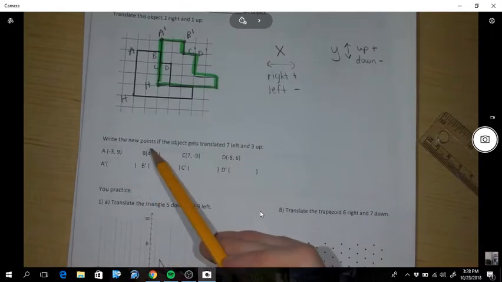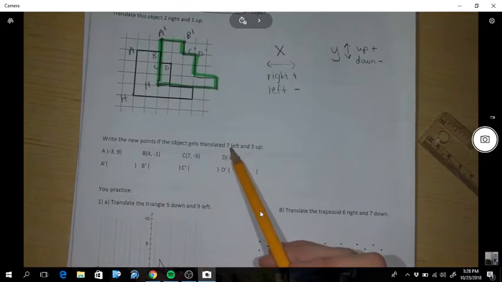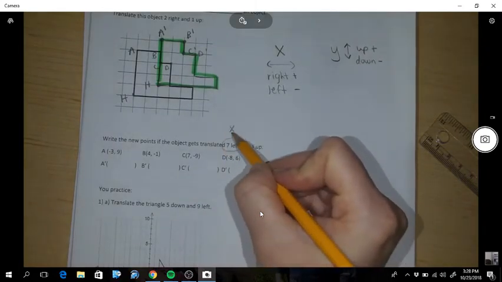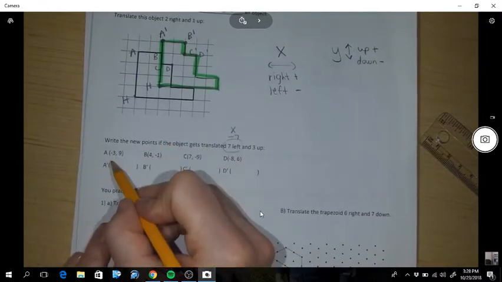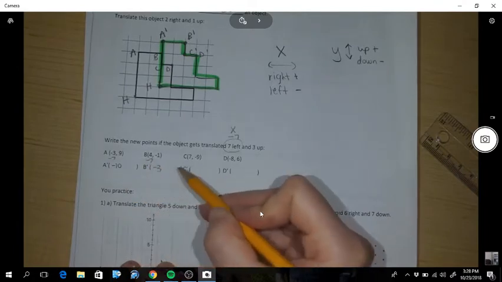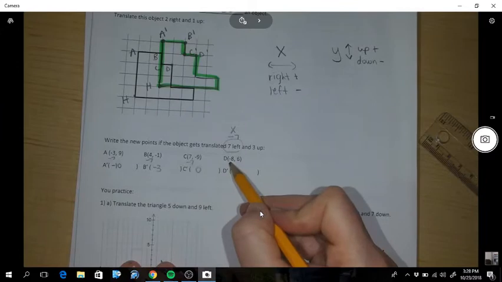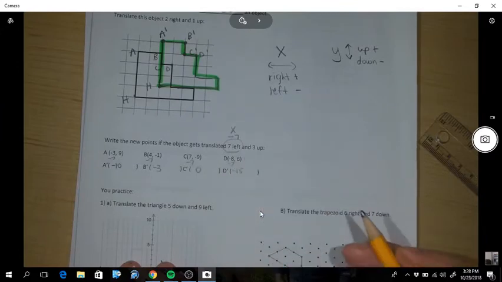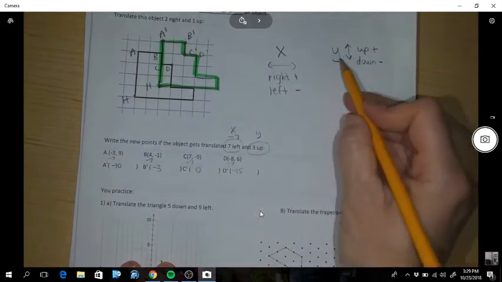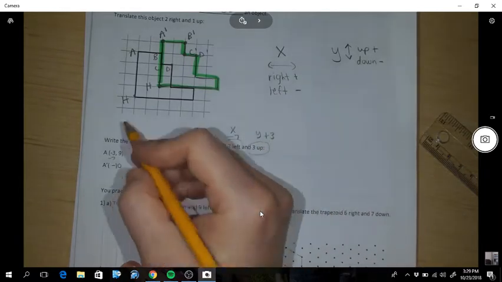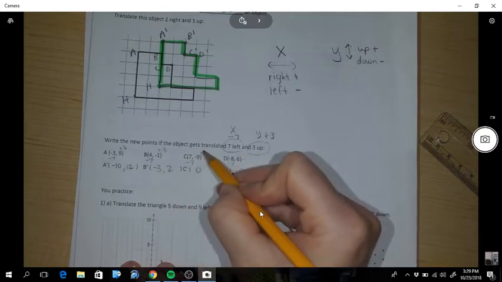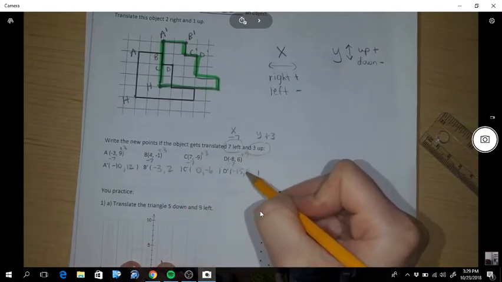Okay, so write the new points if an object gets translated 7 left and 3 up. So 7 left means I'm working with the X and I'm going to subtract 7. So subtract 7 is negative 10, subtract 7 is negative 3, subtract 7 is 0, subtract 7 is negative 15. 3 up means I'm working with my Y, and up means to add 3. So this is 12, this is 2, negative 6, and 9.